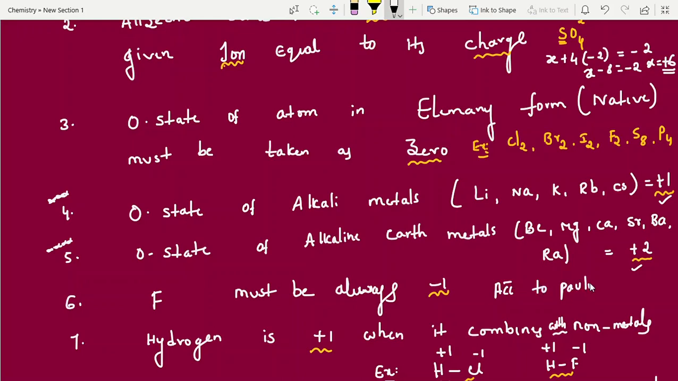According to the Pauling scale, what is the electronegativity of fluorine? The electronegativity of fluorine is 4. It is the highest electronegative element in the periodic table. It never shows a positive oxidation state. If it shows one, that is highly unstable.